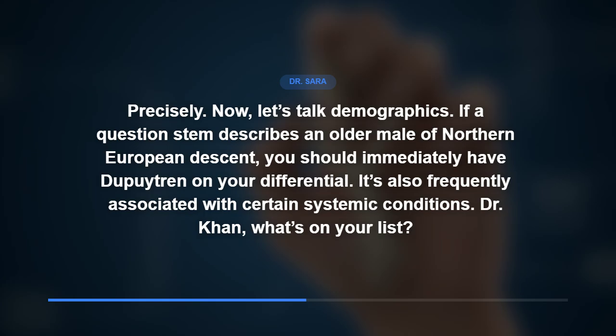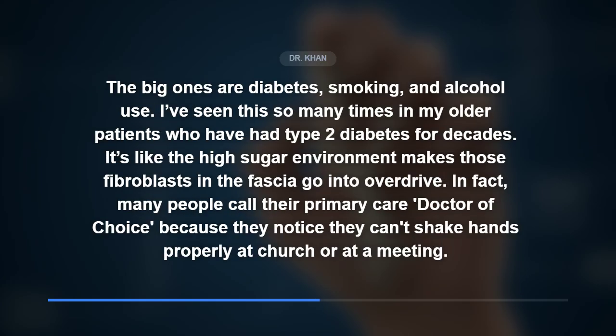Precisely. Now, let's talk demographics. If a question stem describes an older male of Northern European descent, you should immediately have Dupuytren on your differential. It's also frequently associated with certain systemic conditions. Dr. Khan, what's on your list? The big ones are diabetes, smoking, and alcohol use. I've seen this so many times in my older patients who have had type 2 diabetes for decades. It's like the high sugar environment makes those fibroblasts in the fascia go into overdrive.